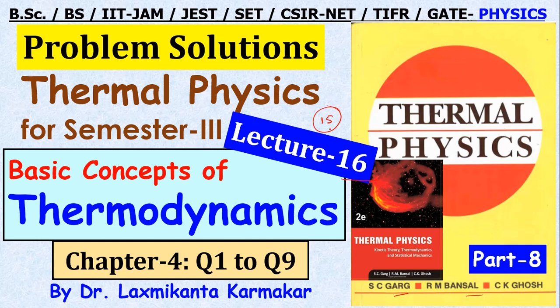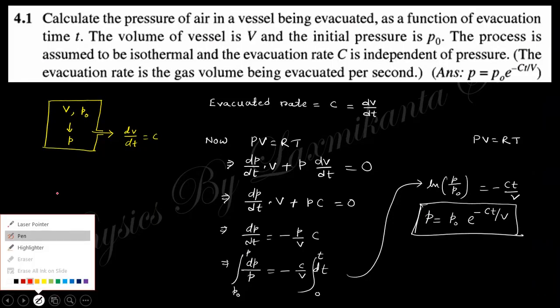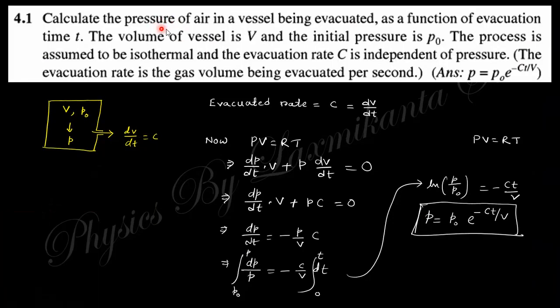In this video I want to discuss the questions of chapter 4, the basic concepts of thermodynamics, chapter 4 of this book, from question number 1 to question number 9. Last lecture we discussed the problems asked in this chapter of this book. So let's start with question number 1, which says: calculate the pressure of air in a vessel being evacuated, as a function of evacuation time.